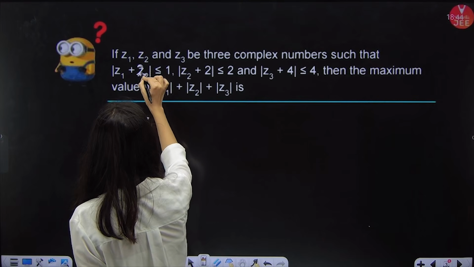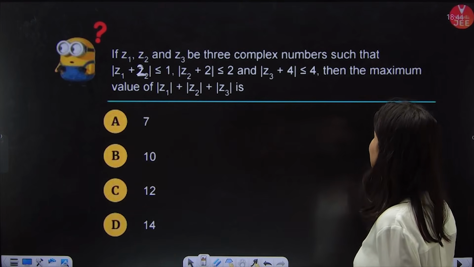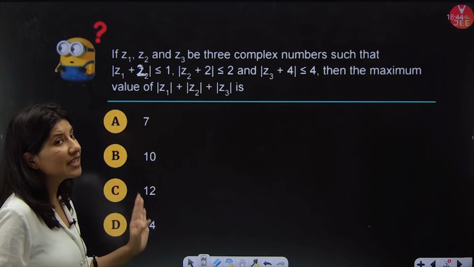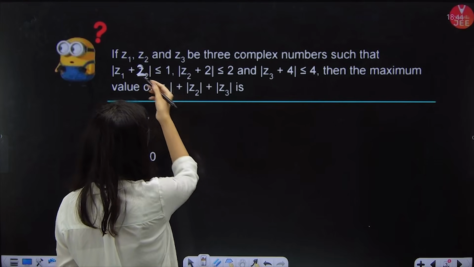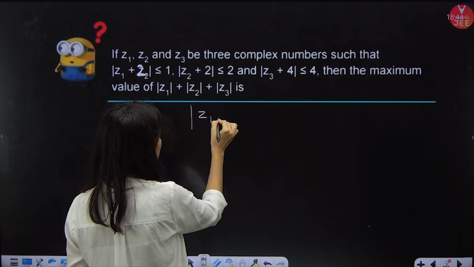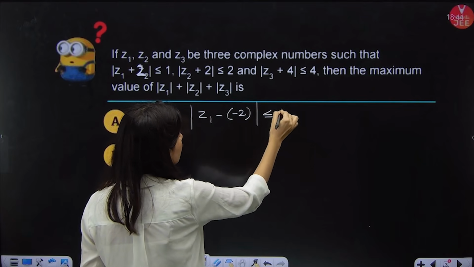Change the data, this is 2. Let Z1, Z2 and Z3 be 3 complex numbers such that mod Z1 plus 2 is less than or equal to 1. What does that mean? If I just write it in the standard form, this is mod of Z1 minus (minus 2) less than or equal to 1.